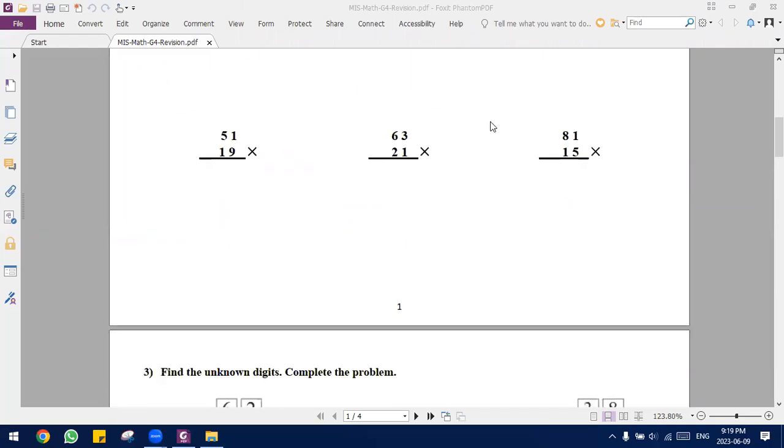Now, we have 51 times 19. So first of all, we multiply by 9, exactly. 1 times 9, 9. 5 times 9, 45. Then, I need to move one digit, so I add 1 0. Now multiply by 1. 1 times 1 is 1. 5 times 1 is 5. Now we add them. 9, 6, 9.